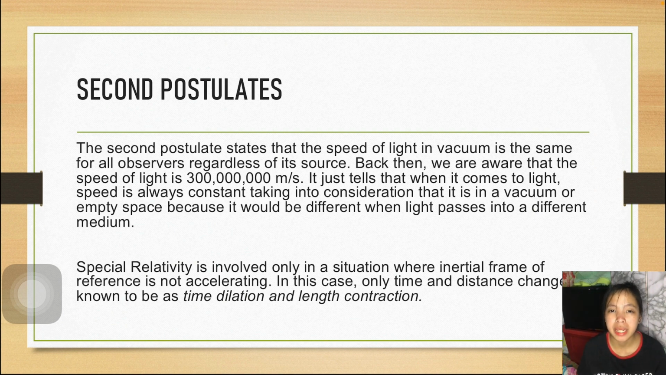Alam natin na ang bilis ng liwanag ay nagbabago kapag ito ay dumaan sa iba't ibang medium.